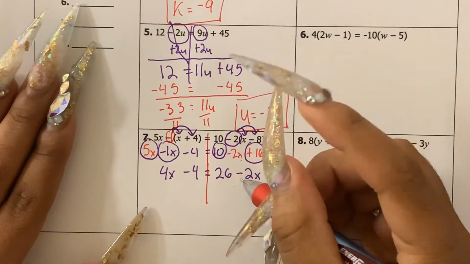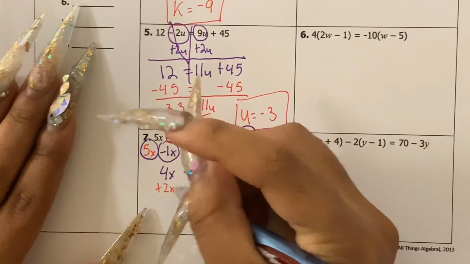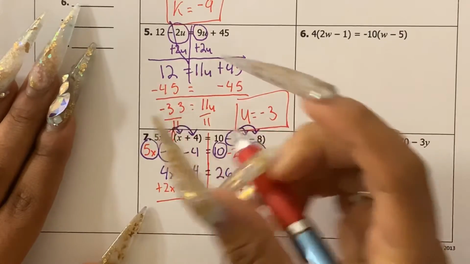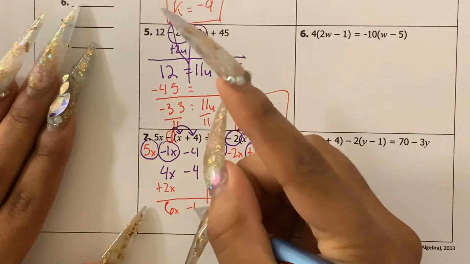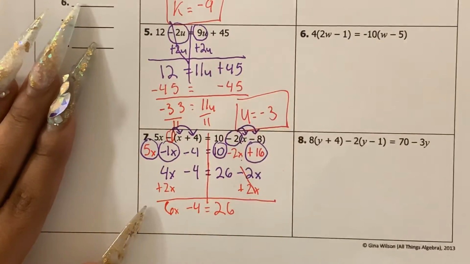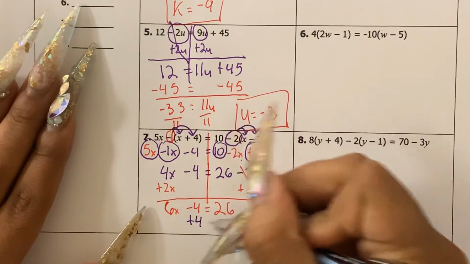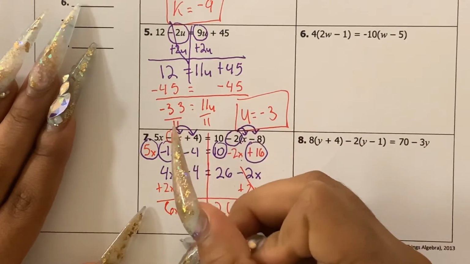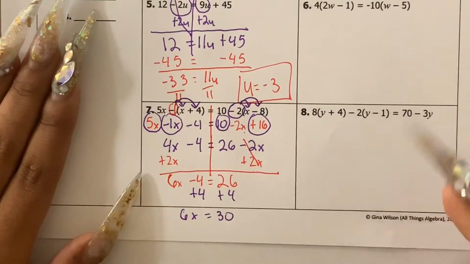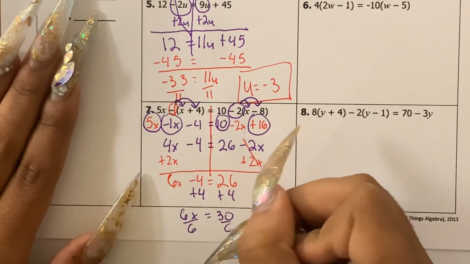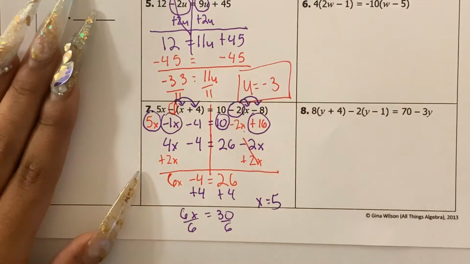So since this is negative, I'm going to add it to both sides. So 4x plus 2x is 6x. Bring down the minus 4. Okay, then you're going to add 4. It's a two-step at this point. Six x equals 30. Now divide. X equals 5.